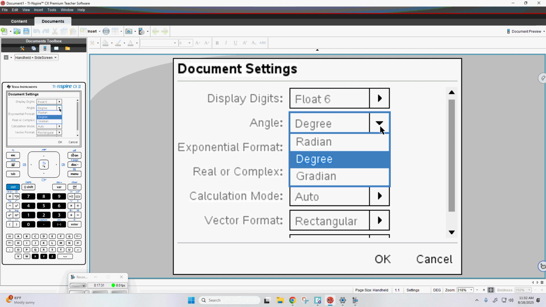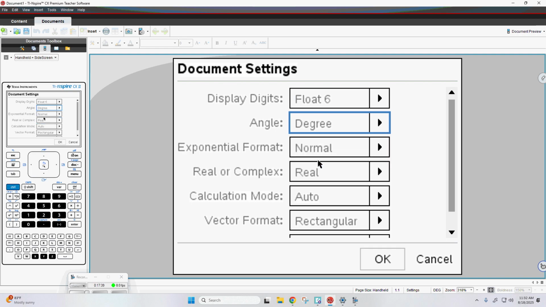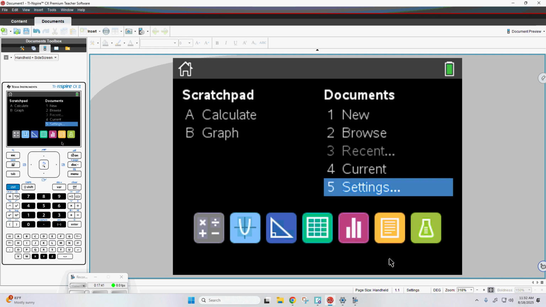Gradients are also listed there. Don't worry about what a gradient is. It's not a big deal. We're not going to be using them in here. So you'll either switch between radians and degrees. So click degrees. We'll click OK. We're good to go.